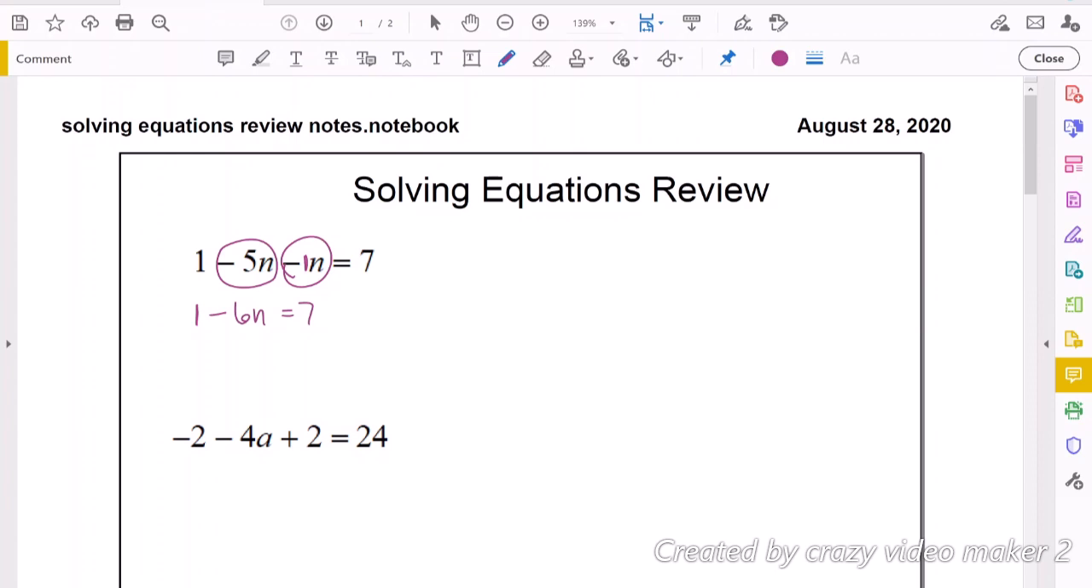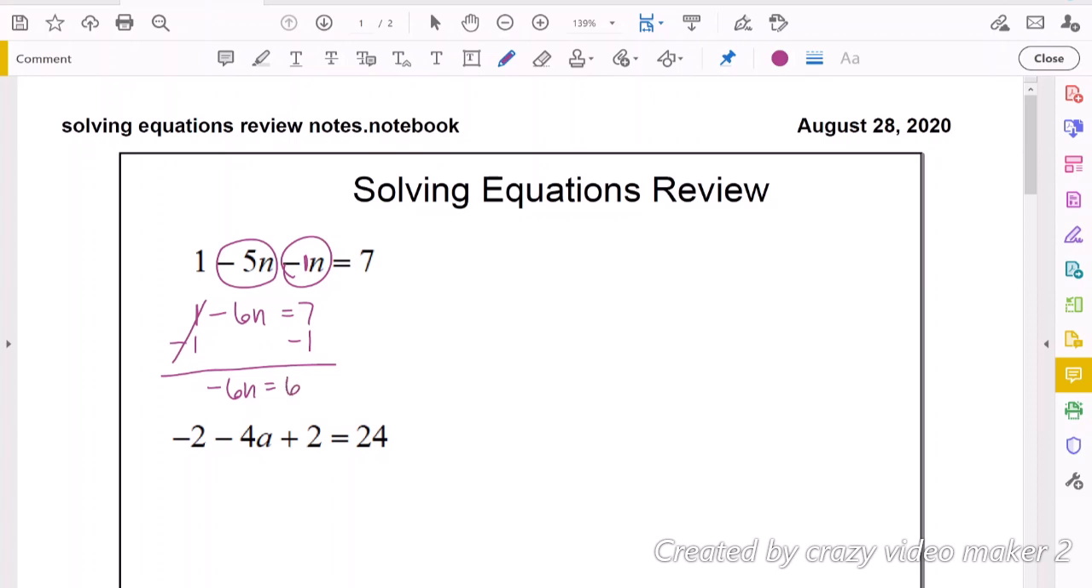So we have 1 minus 6n equals 7. Okay, now our next step would be to take this 1 over to the other side. Have to remember, we have to use opposite operations to move things from one side of my equal sign to the other. So to get rid of this 1, it's a positive 1. So to get rid of it, we're going to subtract 1 from both sides. So now the 1 and the negative 1, those will cancel. We have our negative 6n. And then we have 7 minus 1, which is 6.